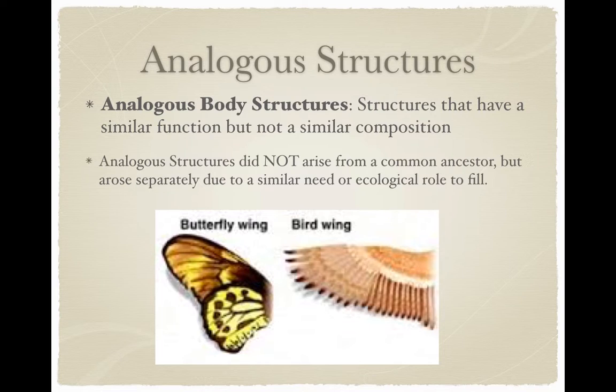The bird wing is made of bones and feathers, while the butterfly wing is thin and membranous. Because of this difference, it can be concluded that the wing feature in birds and butterflies did not come from a common ancestor, but arose separately due to a similar need or ecological role to fill.